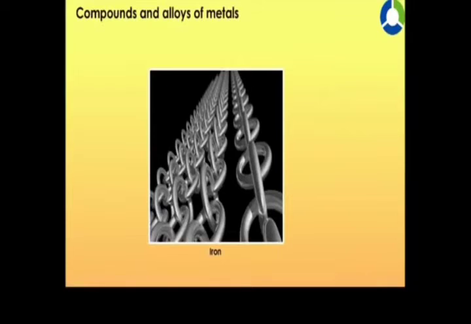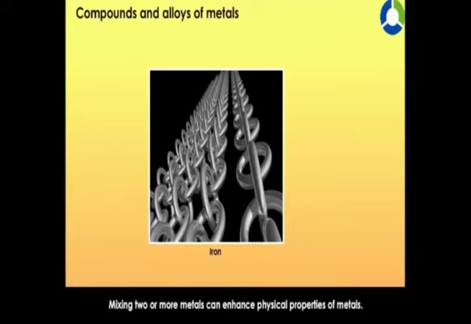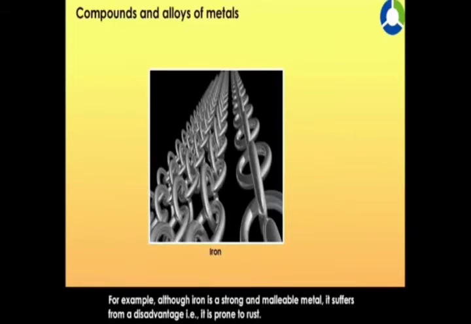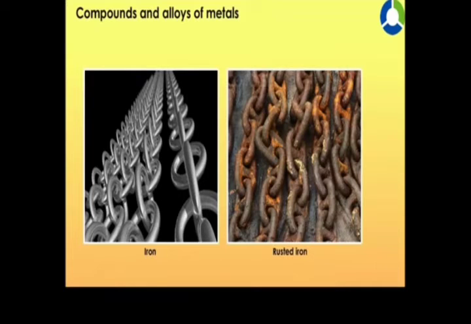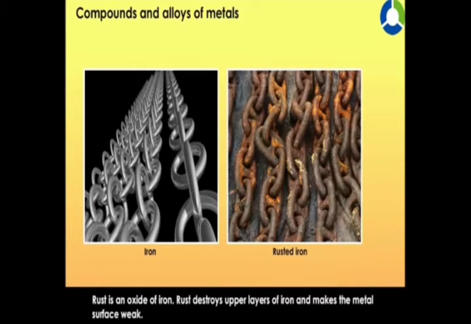Compounds and alloys of metals. Mixing two or more metals can enhance the physical properties of metals. Remember this point. For example, although iron is a strong and malleable metal, it suffers from a disadvantage, that is, it is prone to rust. Look here, it will get rust. Rust is an oxide of iron. Rust destroys the upper layers of iron and makes the metal surface weak.